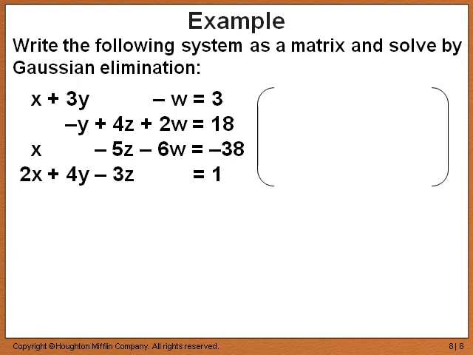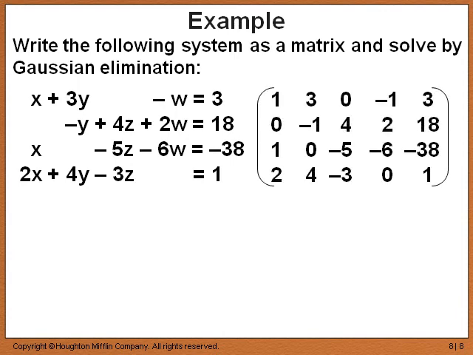So I'll get you started and give you this matrix. This matrix is simply the system written in a different way as an augmented matrix. And we have the coefficients, 1, 3, 0, negative 1, 0, negative 1, 4, 2, etc. The coefficients and the constants all written together in the same matrix. So it's very similar to what we did in the last example.